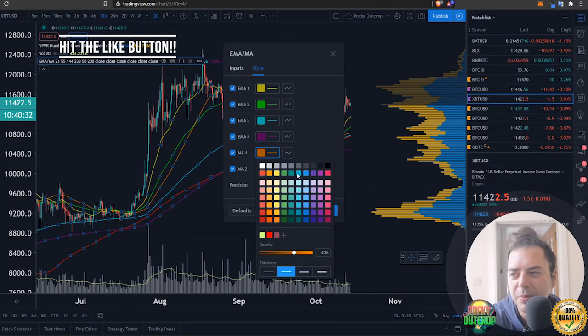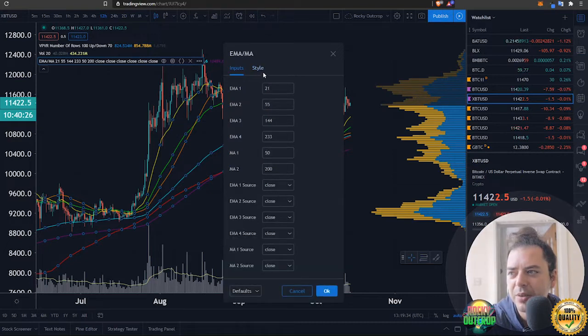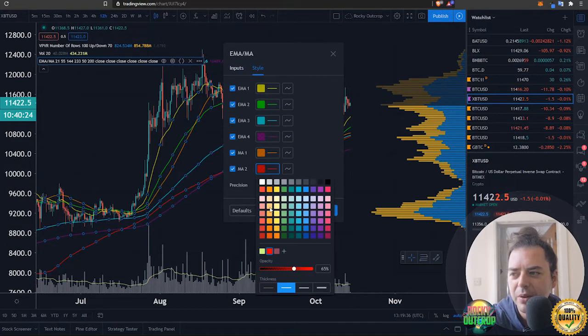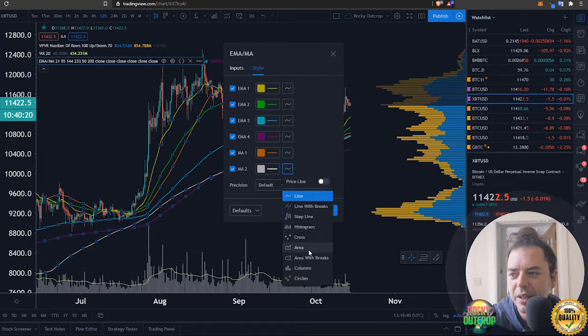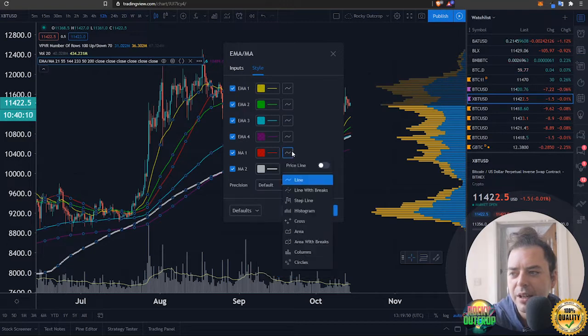Make the moving average one. Which one's one? One is 50, 2 is 200. Yeah, so I want the 200 to be white and to be a dotted line, circles. And here, this one to be red. A nice red. This red. And a dotted line, circles.